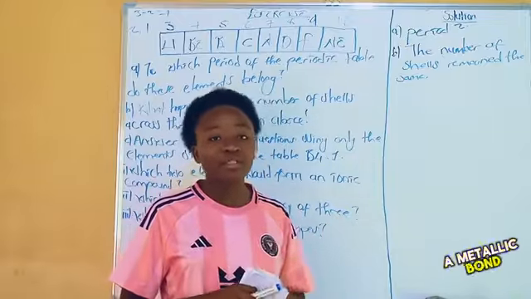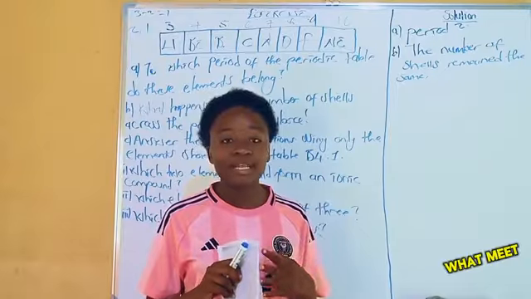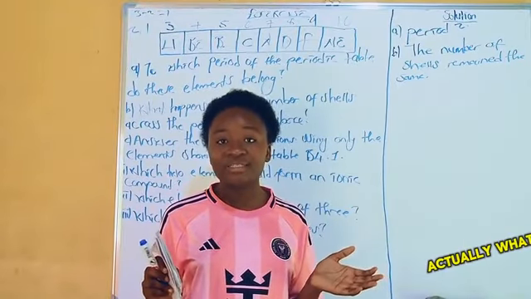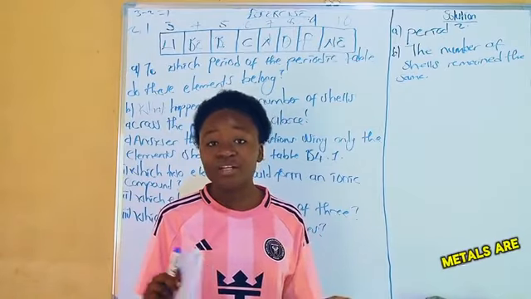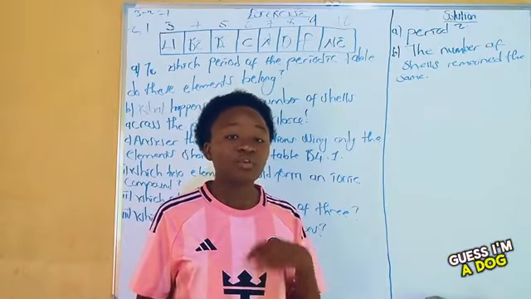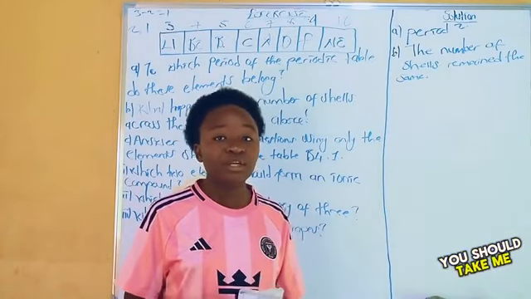Then a metallic bond, this is when metals meet. Let's say a metal and a metal share electrons. Then a covalent bond is when non-metals are reacting with each other. Okay, so those are the 3 types of bonds you should take into consideration.